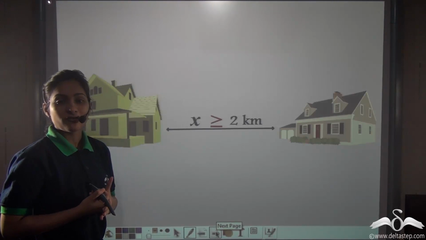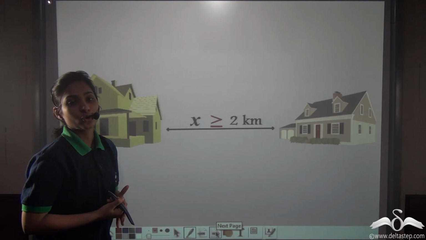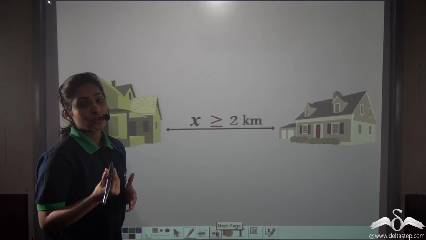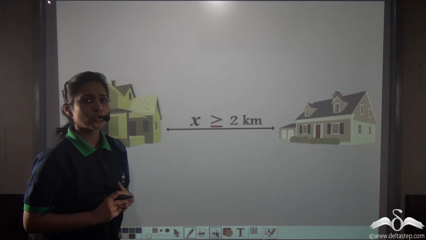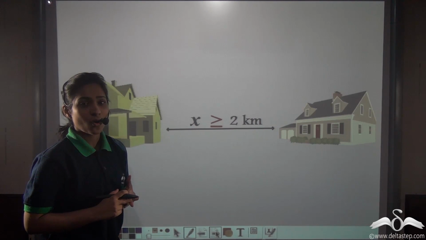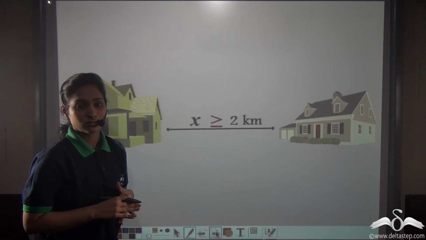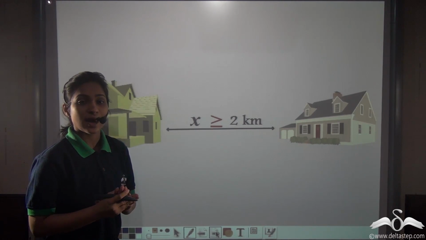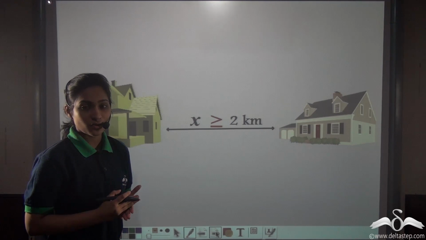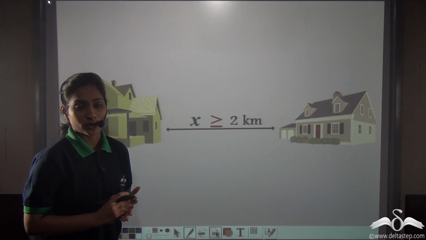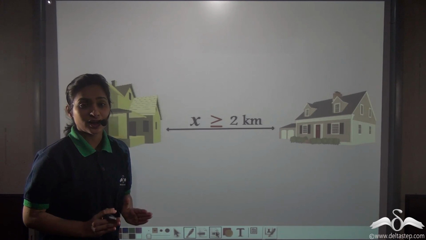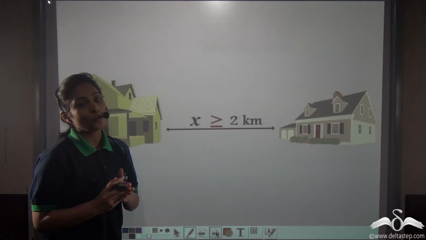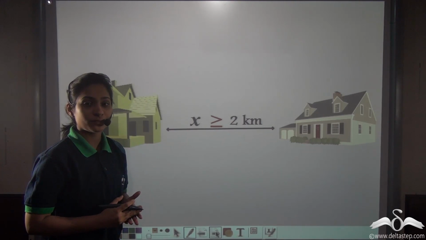Now suppose you have made a new friend and he has told you to visit his home. Now his house is actually more than 2 kilometers. No, he told you either more than 2 kilometers or equal to 2 kilometers. Now he is not sure about that. So he has told you that his house is actually more than 2 kilometers from your house or equal to 2 kilometers from your house. But he is definitely sure that it is not less than 2 kilometers from your house. Then how will you represent it in a linear inequation?